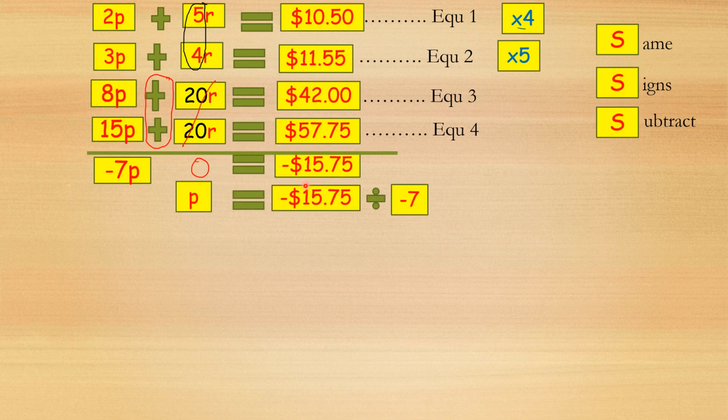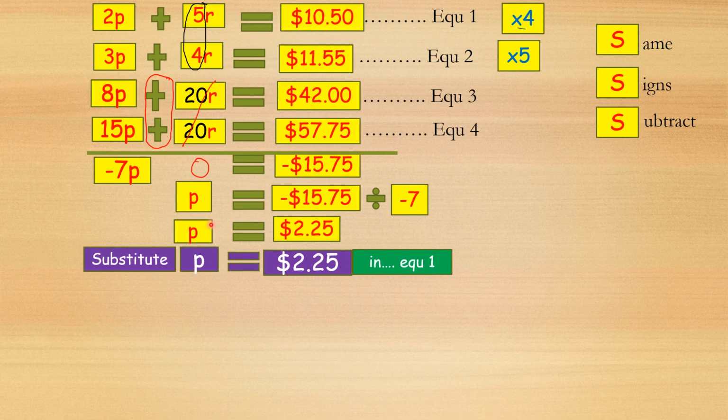So we need to find the cost of 1 pen. So we divide negative 15.75 by negative 7, and that's going to cancel out the negative signs, and 7 into $15.75 is $2.25. So the cost of 1 pen is $2.25. So we're going to use that value that we worked out, substitute it in equation 1.